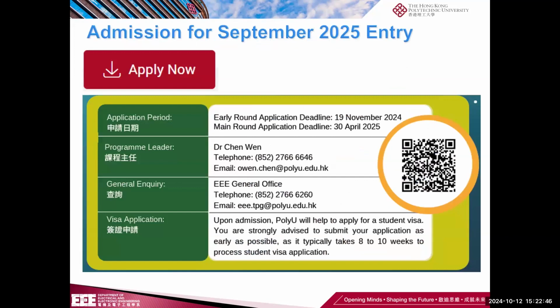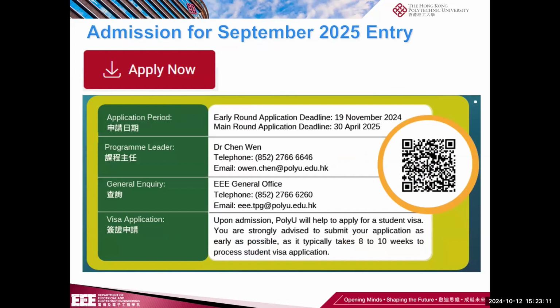So how to apply? I believe you can just log on to the PolyU website. You can also find a link there. Try to use the link there to apply. Okay, so if you want to apply, pay attention to this. We very much welcome you to apply for this MSc in EIE.